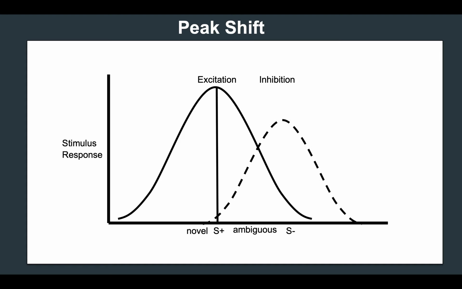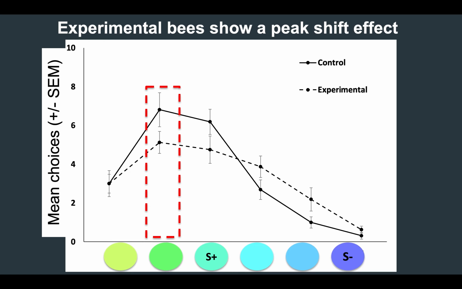If we look at our data, that's what we're seeing here. We're seeing a peak response not to the S plus, but to a novel stimulus that's shifted away from the S minus. But the most important thing about this effect is not the appearance of peak shift itself, but that it's much more pronounced in the control group. We see a slight shift in the curve in the experimental group, but there's quite a strong shift in the curve in the control group, and as a consequence, the experimental group is responding to a greater degree to the ambiguous stimuli than the control group.